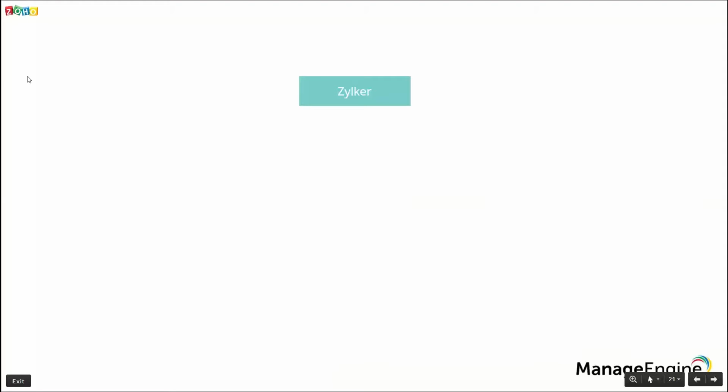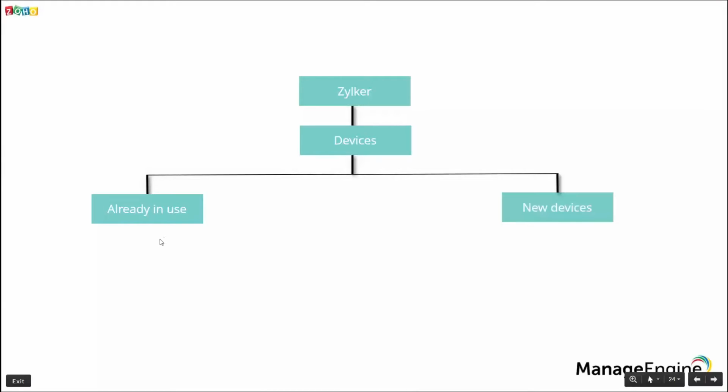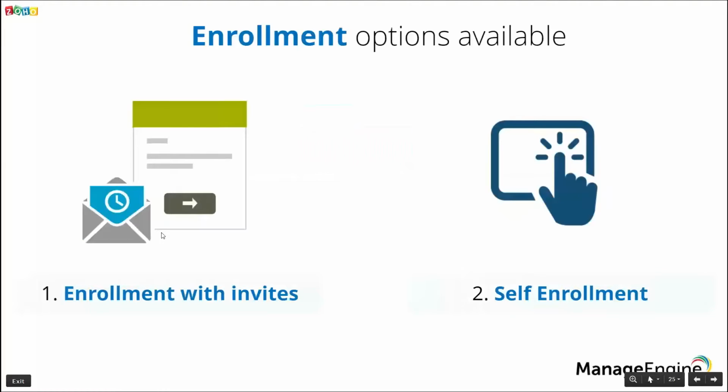For this presentation, we'll consider the organization name to be Zylker. And let us consider the devices of this organization are a mix of existing devices and new devices. By existing devices, I mean the devices that are already in use by the employees. So for these kinds of devices, we do have two enrollment options available. One is enrollment with invites and the other one is self-enrollment.